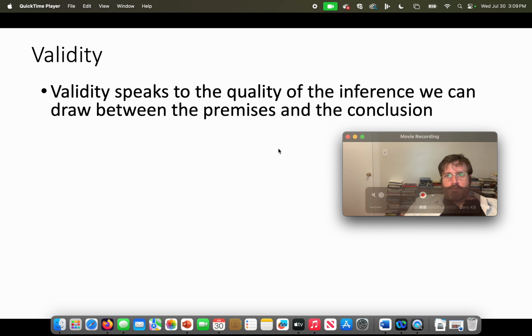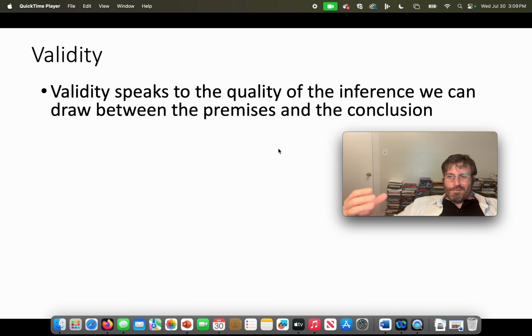Validity speaks to the quality of the inference we can draw between premises and the conclusion, right? What is the flow of the argument? Remember, in the first video, we discussed the inferential leap that occurs between premises and the conclusion, and that is indicated by the horizontal line. Arguments are about the reasoning process, right? They're about the underlying structure and flow of the ultimate point that is being offered. They're not about the individual points or the premises independently of one another. Validity is about this inferential flow, this chain of reasoning that gets us from premises to conclusions.